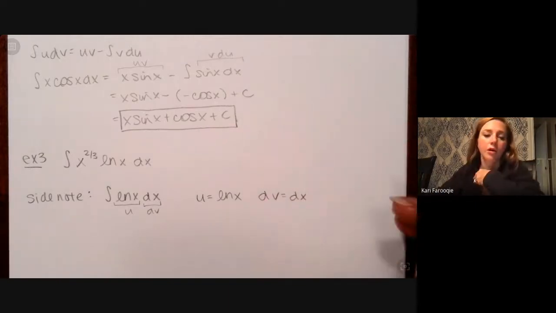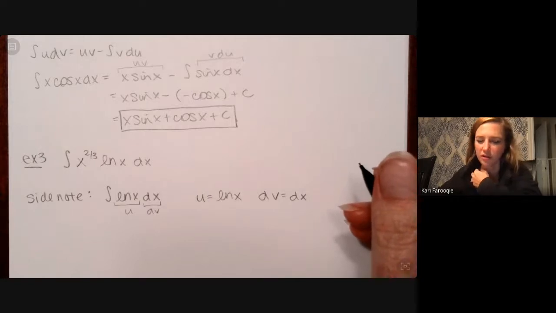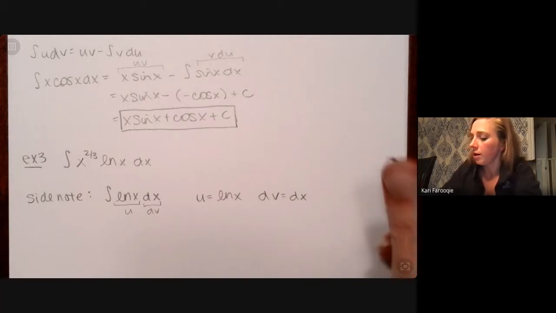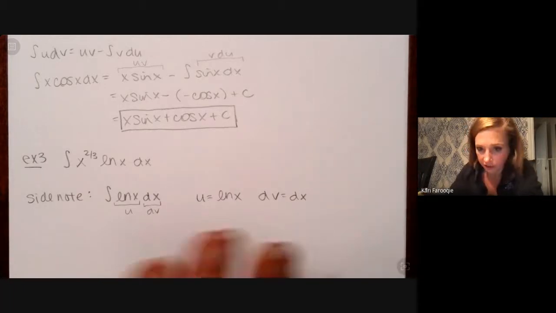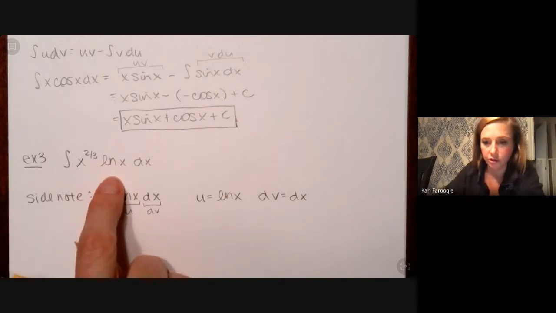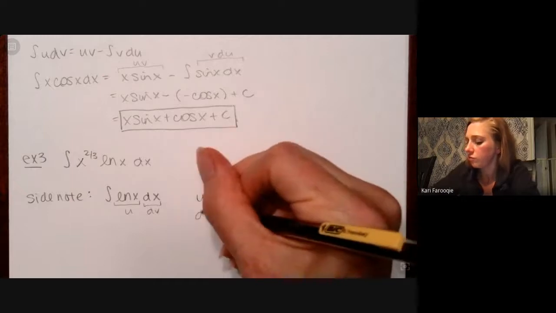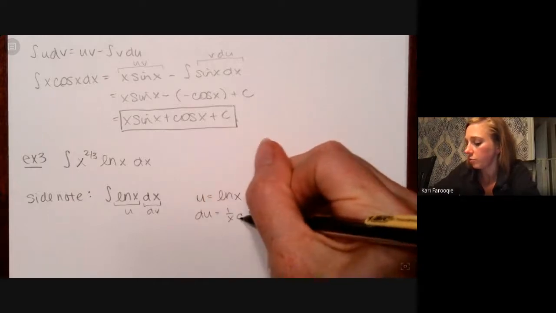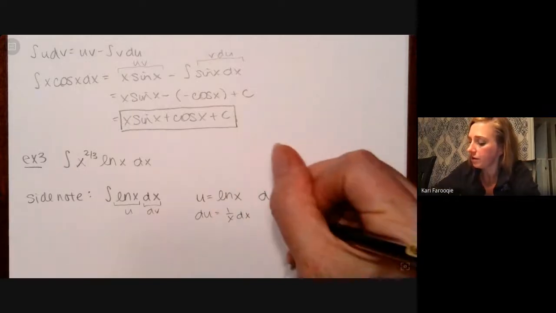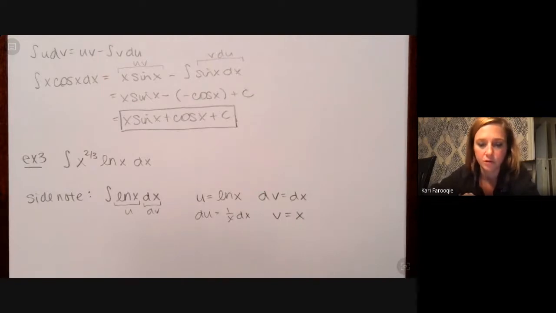Okay, so we'll integrate this one real quick just because it's one that you're going to see more frequently than you might imagine. So it's okay if dv is just dx. That's going to happen sometimes if you only have one function inside your integrand. All right, so the derivative of the natural log of x is 1 over x dx. That you learned how to do in Calc 1. And then if dv is dx, integrate both sides and you get v equals x.